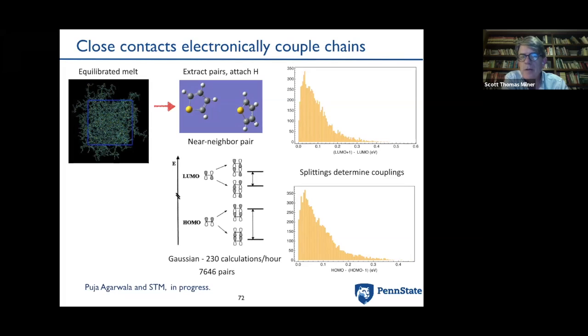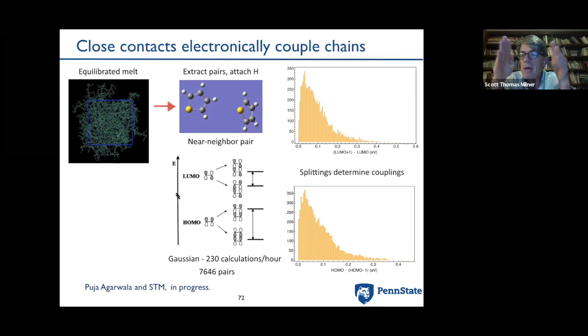So you can extract many such near neighbor pairs in an automated way from such a simulation, and then cap them off with hydrogen so that they're well-defined molecules, because I'm just looking at one monomer on each chain, and then go and compute the electronic overlap by giving this pair to Gaussian and asking about the splitting of the degeneracy between what would have been the two isolated HOMOs of these two molecules, or two isolated LUMOs, had they been far apart and not electronically interacting.